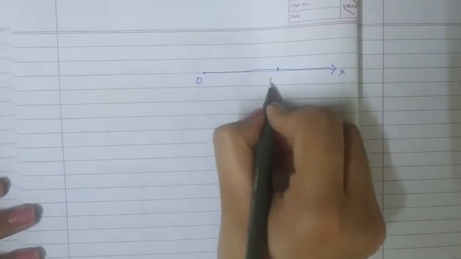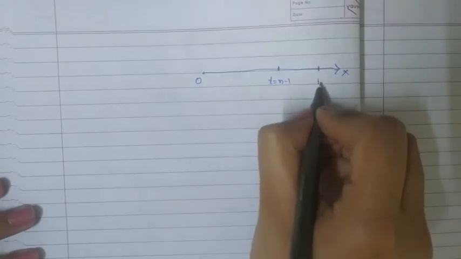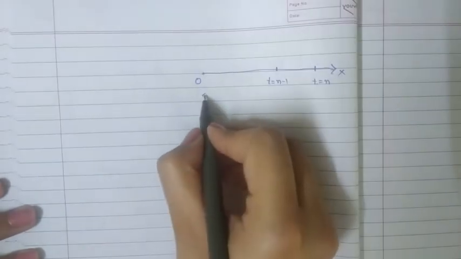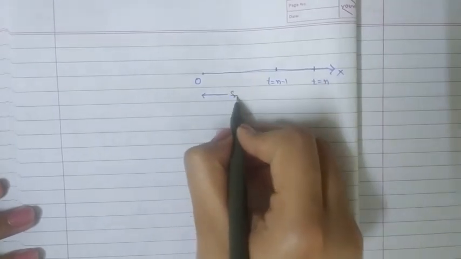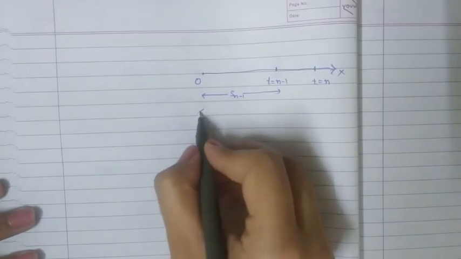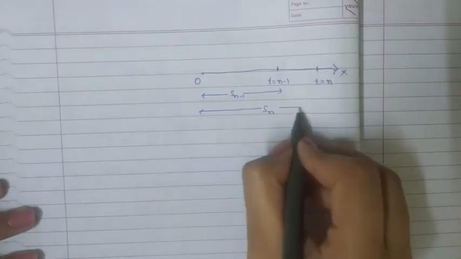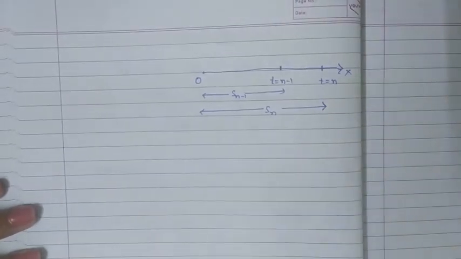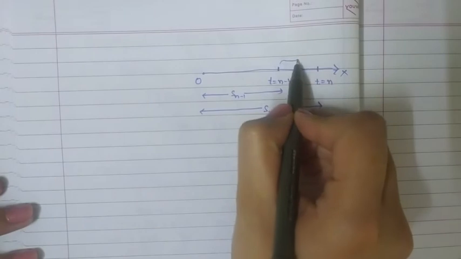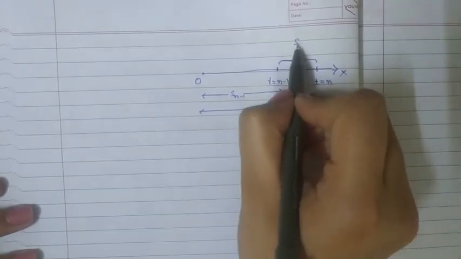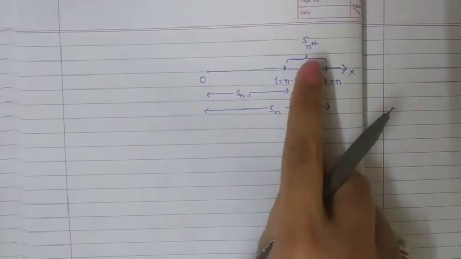So this can be shown as, suppose a particle is moving like this along the positive x direction. This is the origin. This is the position of the particle at time n minus 1, and this is the position of the particle at time n. So the distance traveled by the particle in n minus 1 seconds is this much, and the distance traveled by the particle in total n seconds is this much. If I talk about the nth second, this much distance is the distance that is traveled by the particle in the particular nth second. So this is s nth. From equation number 4 we are going to find this.